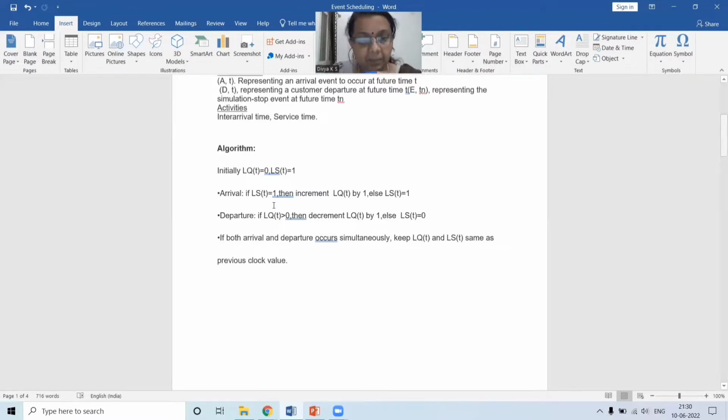In the case of departure, if L of Q of T is greater than 0, then it has to be decremented and L of S of T equal to 0. These are the steps you have to follow while explaining the problem.